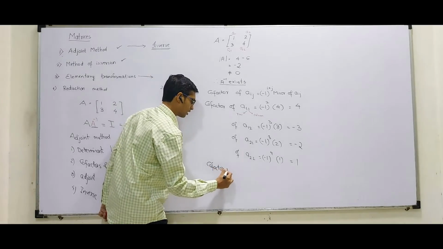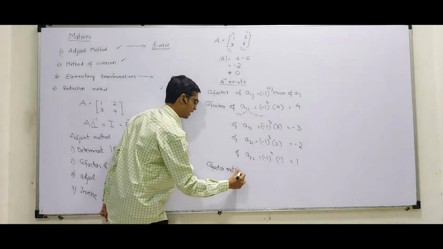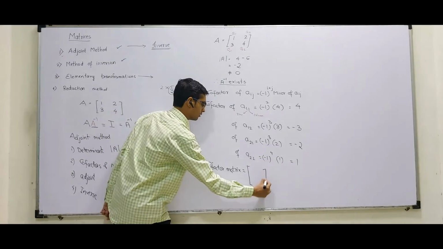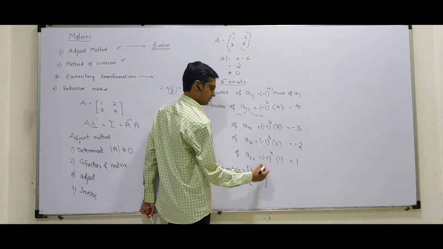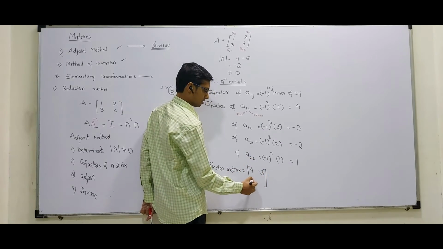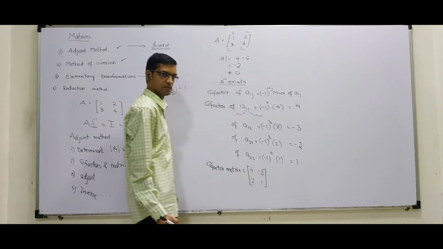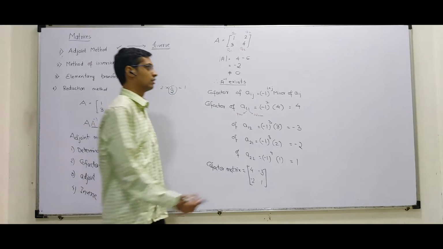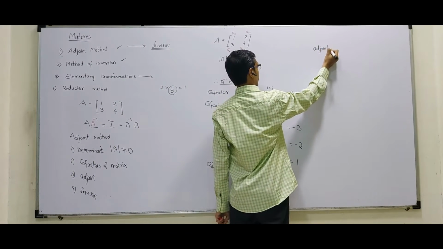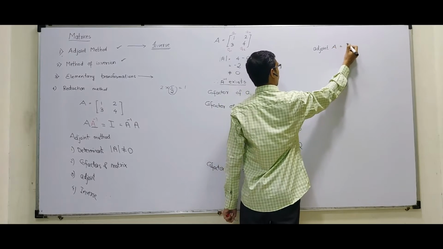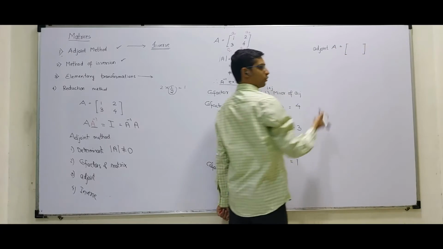क्या लिखोगे? Cofactor matrix. क्या है पहला एलिमेंट? 4. नेक्स्ट क्या है? -3, -2, 1. Once you are done with cofactor, we will find adjoint. So adjoint of A will be cofactor matrix का ट्रांसपोज.